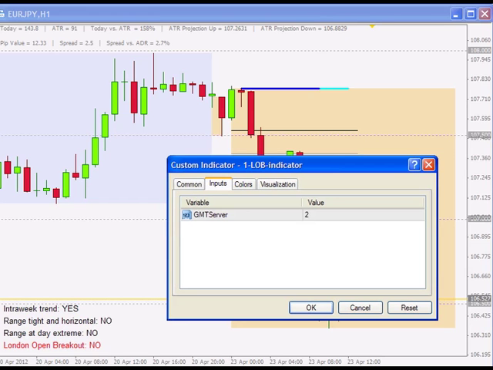Now, if my MetaTrader platform was in fact 2 hours behind GMT, I would simply enter here -2. As simple as that. If MetaTrader is ahead of GMT, leave it positive. If MetaTrader is behind GMT, simply enter the value in negative. That's it, as simple as that.